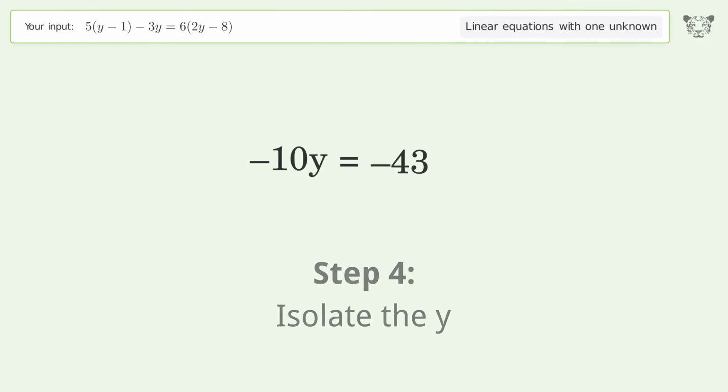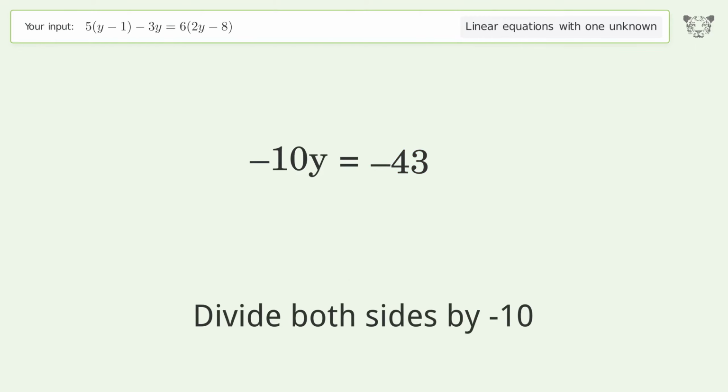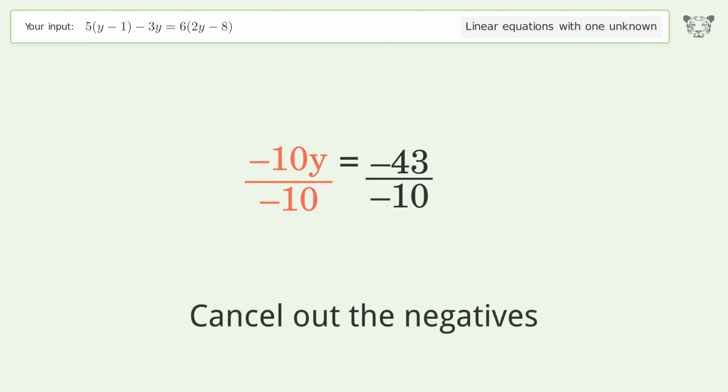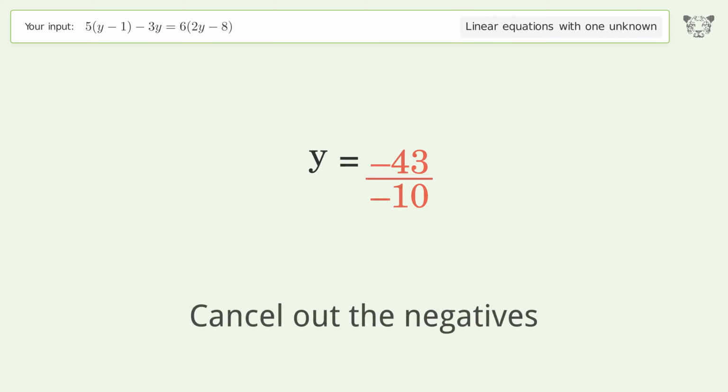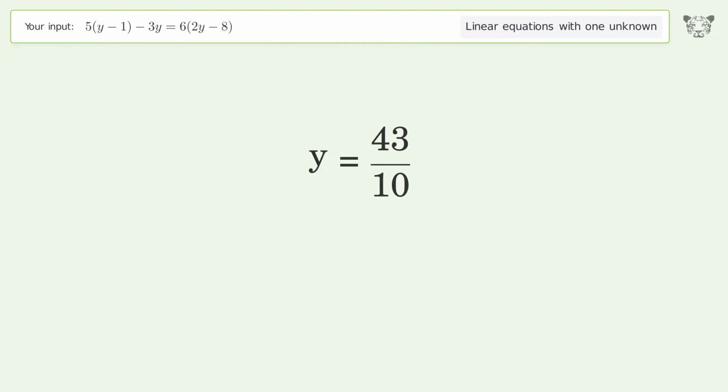Isolate the y. Divide both sides by -10. Cancel out the negatives. Simplify the fraction. Cancel out the negatives. And so the final result is y equals 43/10.